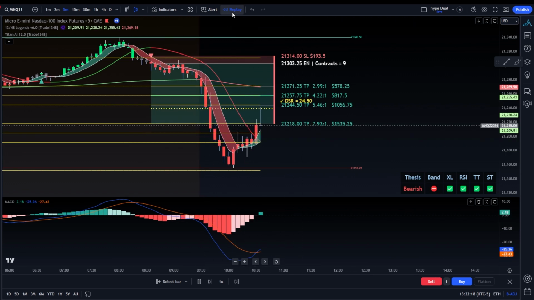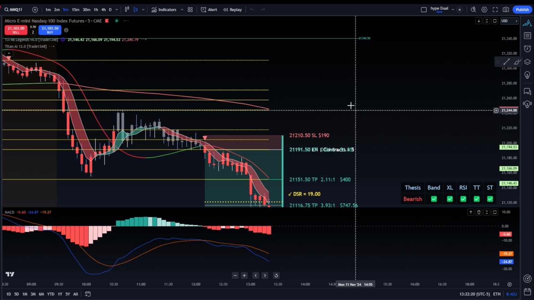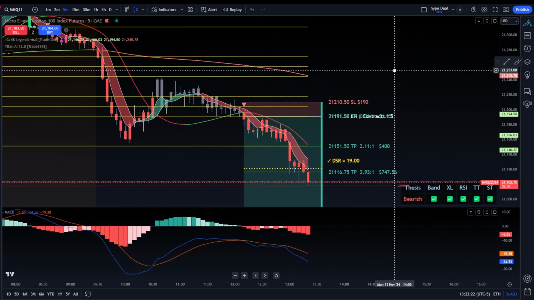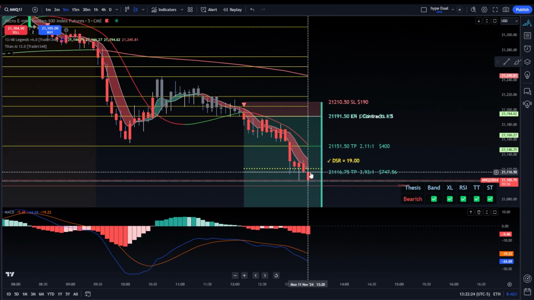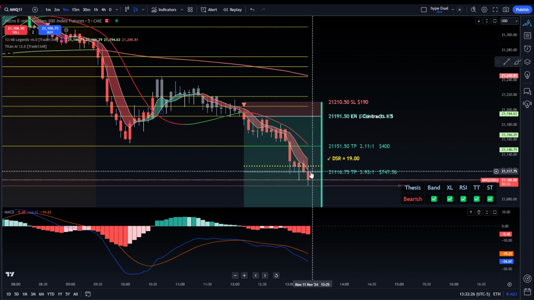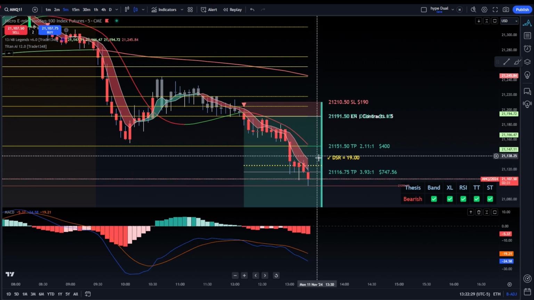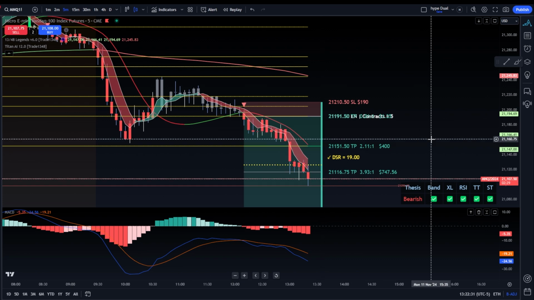Okay, so yeah, hey, TradingView, thank you for the replay. Such a phenomenal tool. But as you can see here, our DSR is here. We do not move our DSR back up. We keep trailing our entry there.